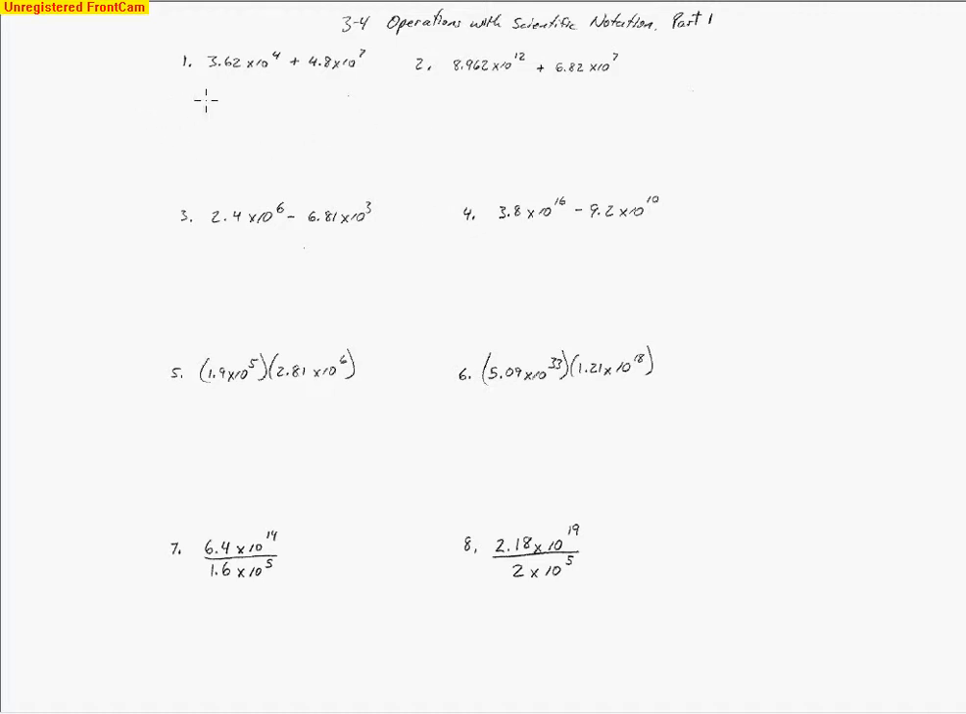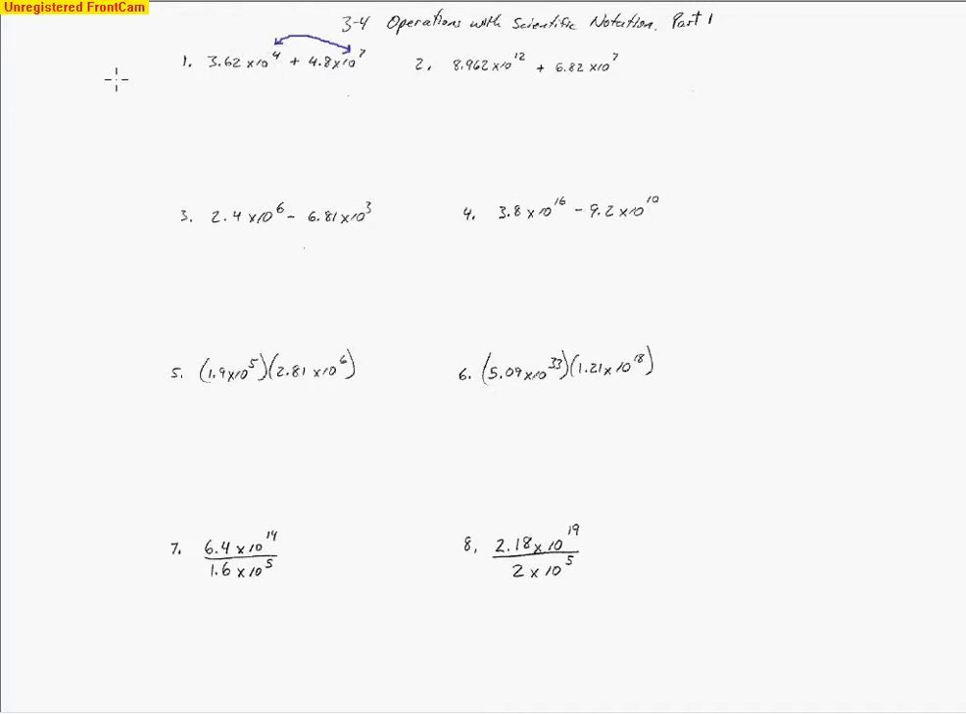So when we are adding in scientific notation, the key is we have to have the same exponent on the 10. And so we have to have the same power of 10. Since these are not the same, I can't add them together. So what I need to do is modify one of them to make them the same power. And what I like to do is I go with the one that is smallest.